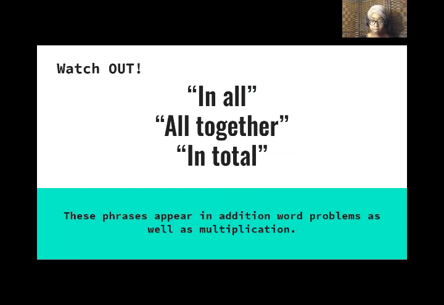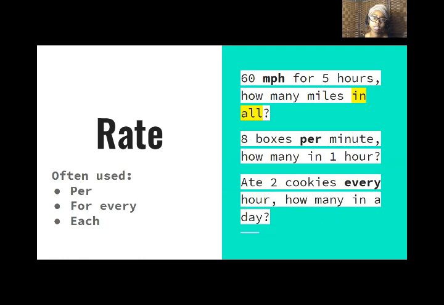All right, let's see some examples that we actually did use today. So in all, when I said 60 miles per hour for 5 hours, how many miles in all? Sometimes you may see in all and think, oh, I need to do addition. But no, not exactly. You got to look for more word clues in order to really uncover what the operation is you need to use, okay? In all, you still are looking for a total because that's what in all means, in a total.